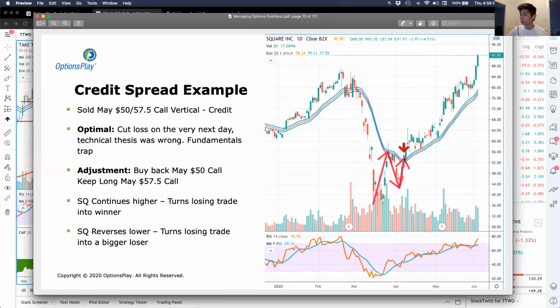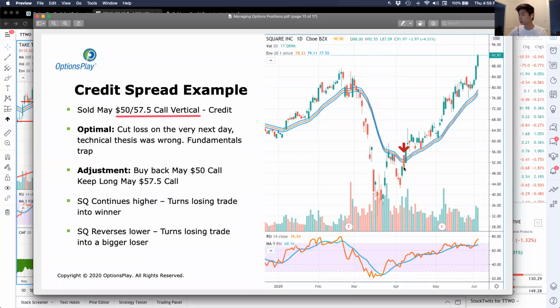We had a bit of a push higher, but what we really saw was that Square was getting rejected every time it hit the 20-day moving average. It got rejected again here on April 7th, and that was when I sold a call vertical. I sold the 50, 57.5 call vertical here.